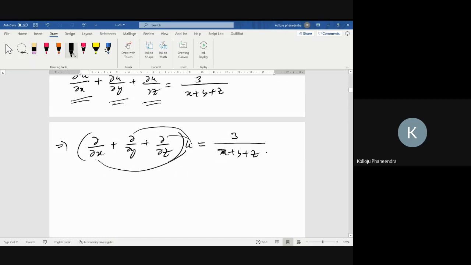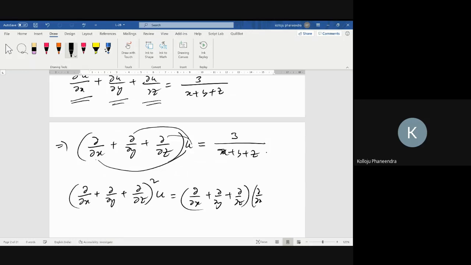Because I have to calculate (∂/∂x + ∂/∂y + ∂/∂z) whole square of u. That means (∂/∂x + ∂/∂y + ∂/∂z) multiplied by, again, (∂/∂x + ∂/∂y + ∂/∂z) of u, right? This whole square can be written as the product of these two. But I know this value, (∂/∂x + ∂/∂y + ∂/∂z) of u is what?